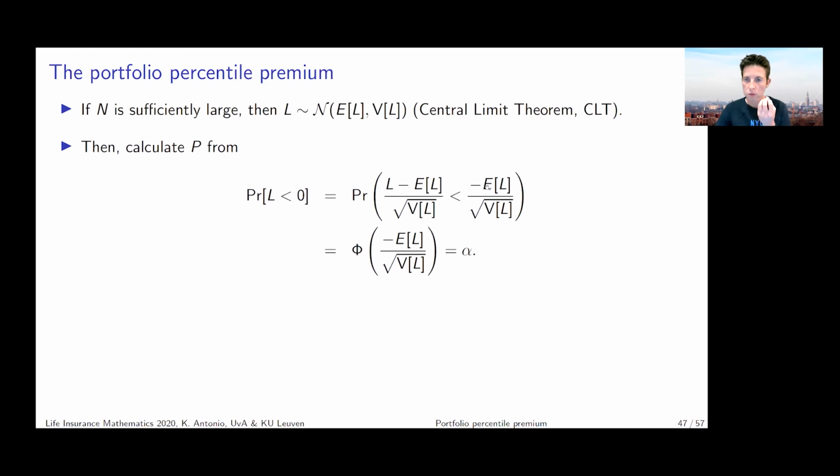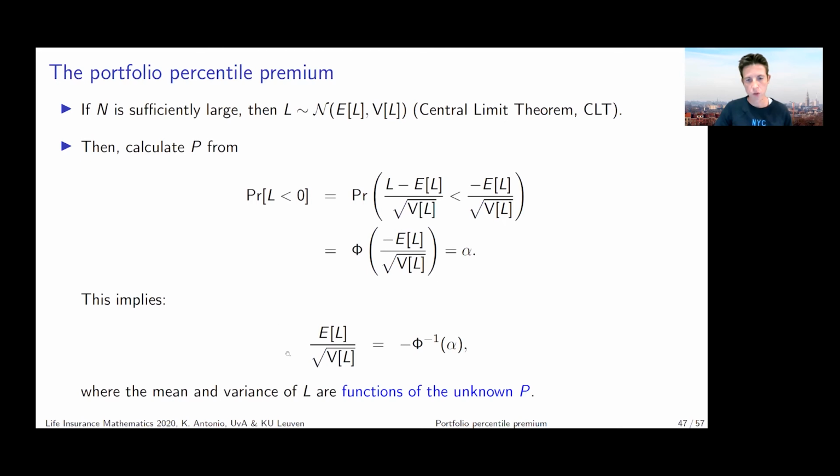So I'm left with evaluating the cumulative distribution function of a standard normal, the capital Phi. I want to evaluate that in this point, and I want to put this probability equal to alpha, right? And now you will say, where does the premium come in? Well, the premium kicks in because this expected value of L is going to be a function of the unknown premium. And also the standard deviation is going to be a function of the unknown premium P, right?